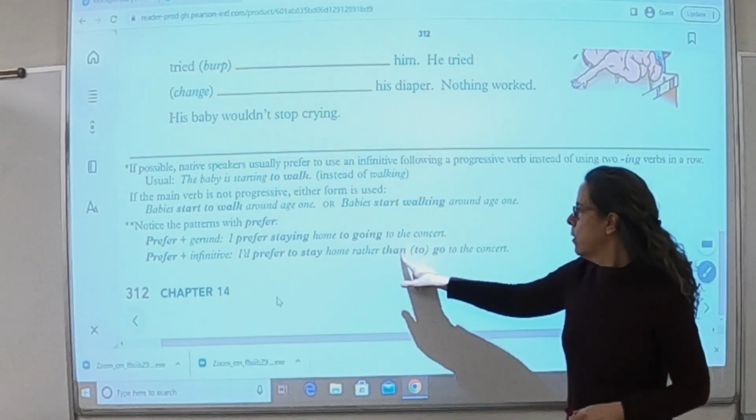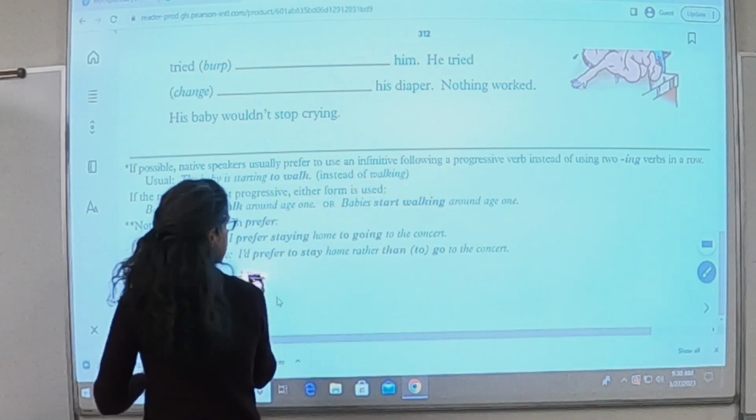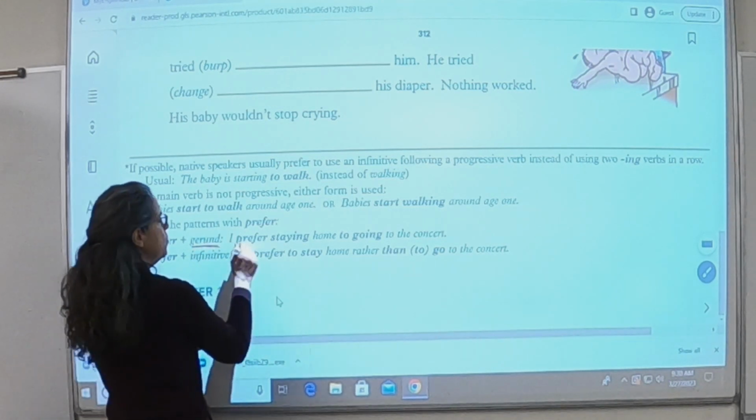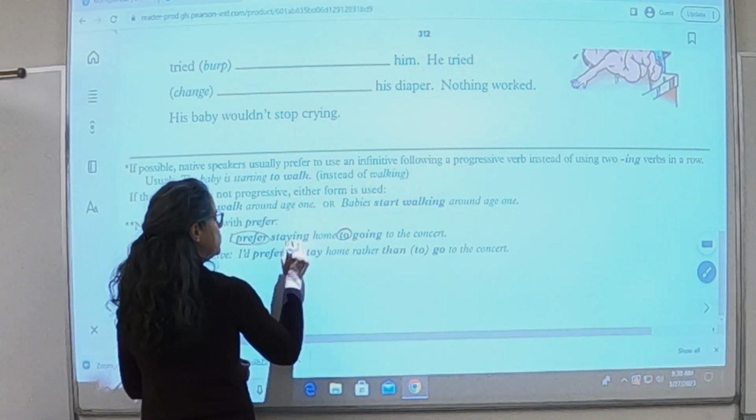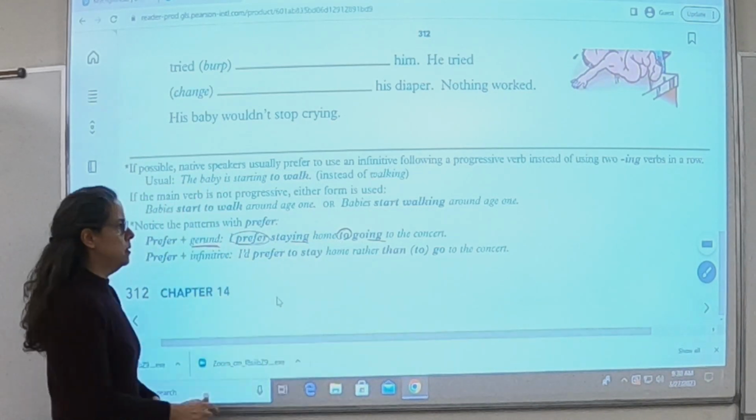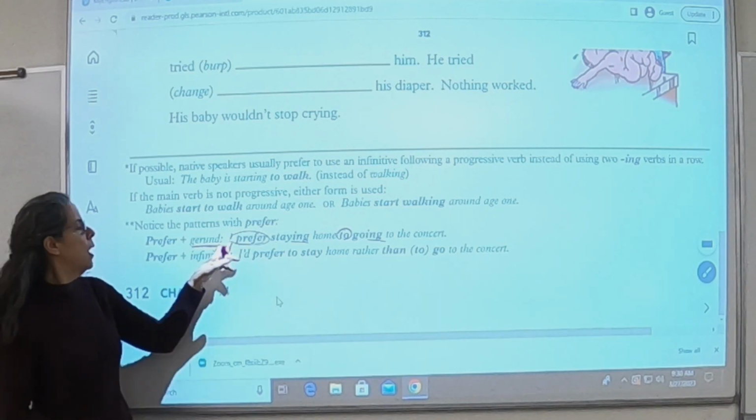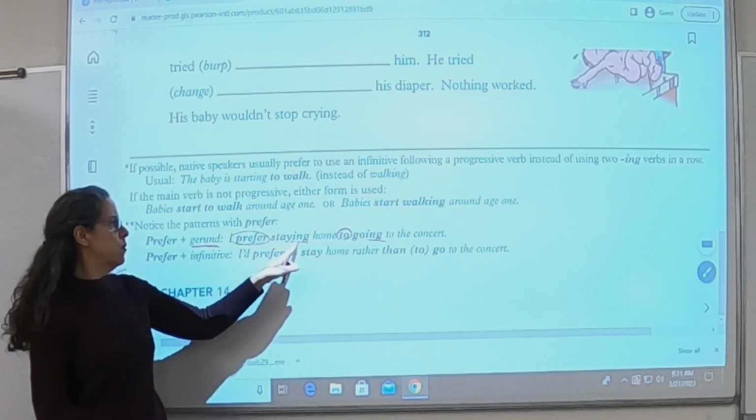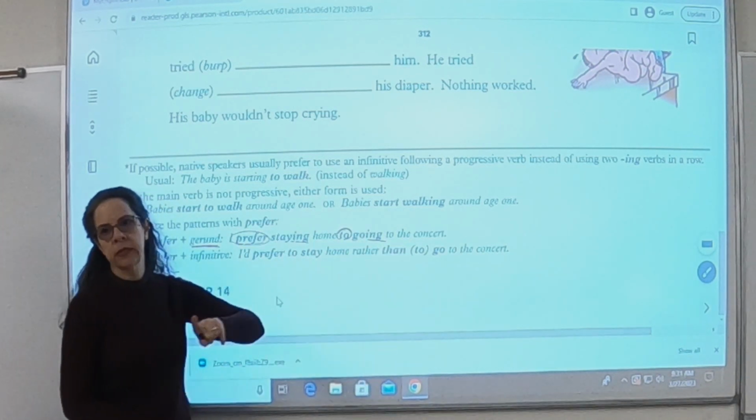So here's another one with prefer plus the gerund. When you're using a gerund with prefer, it's because there's the "to." Okay, so prefer plus a gerund. I prefer staying home to going to the concert. I prefer doing this to doing that.